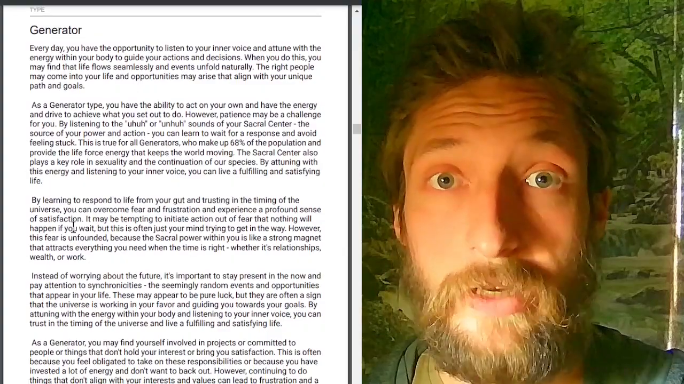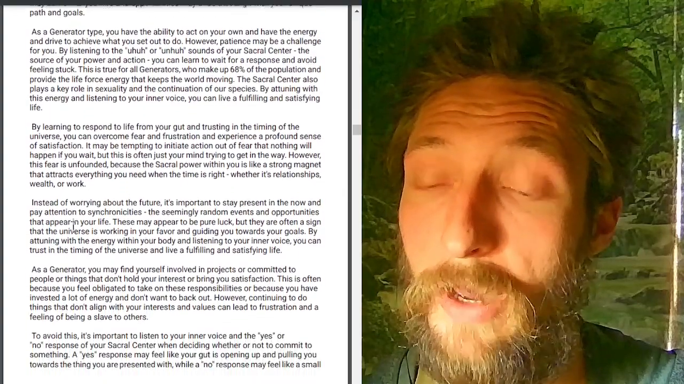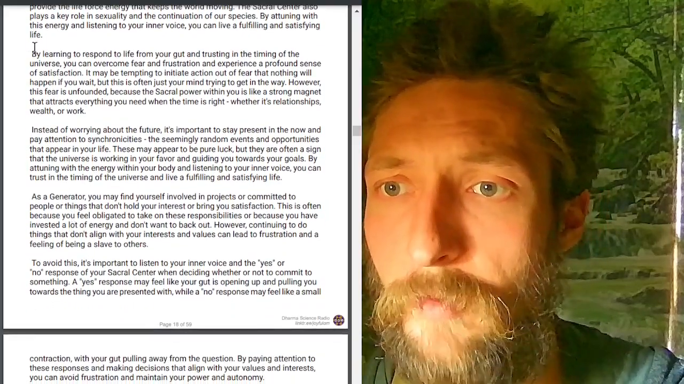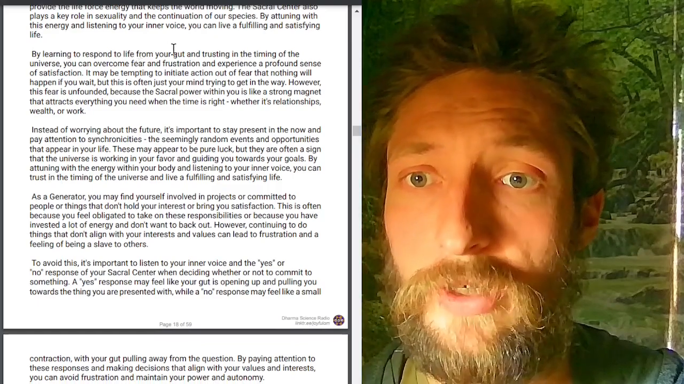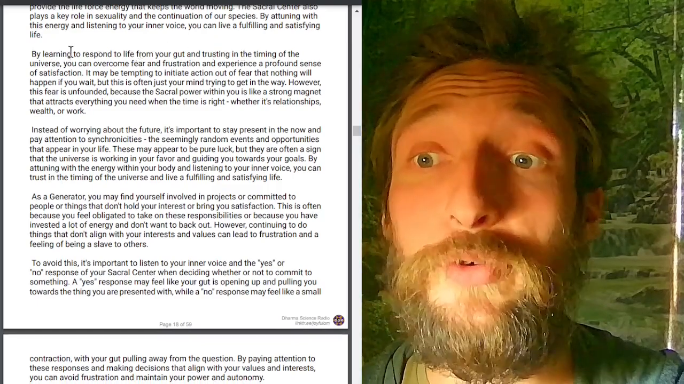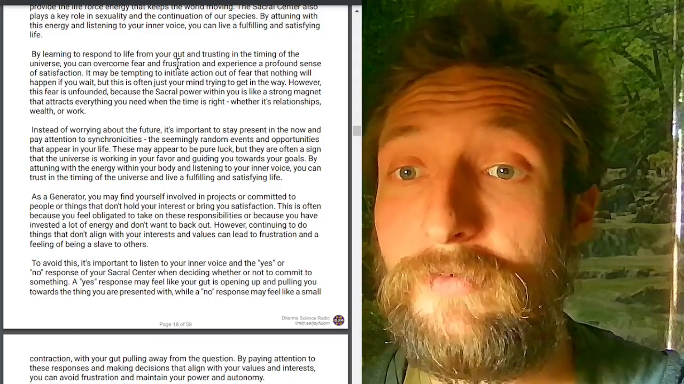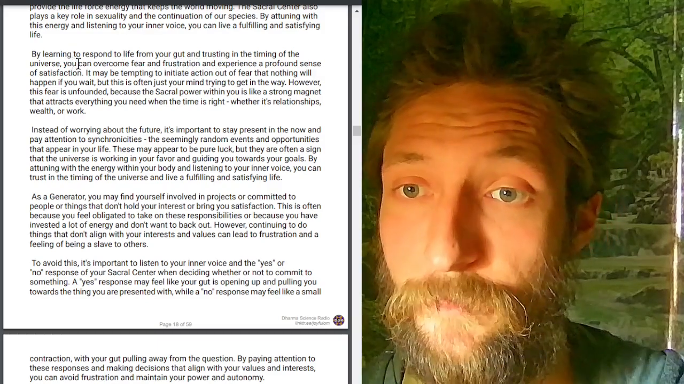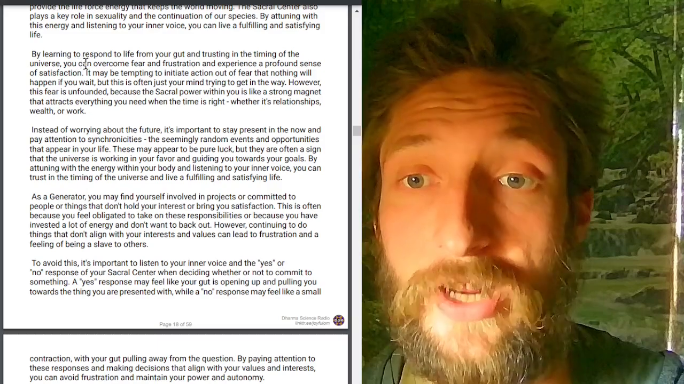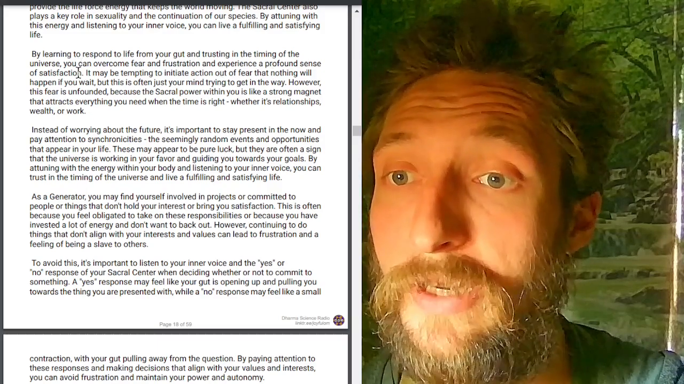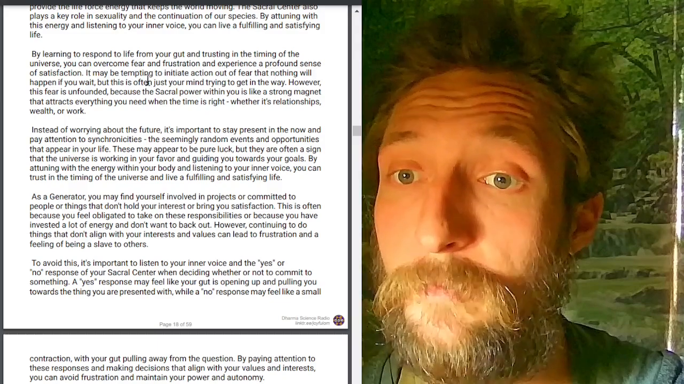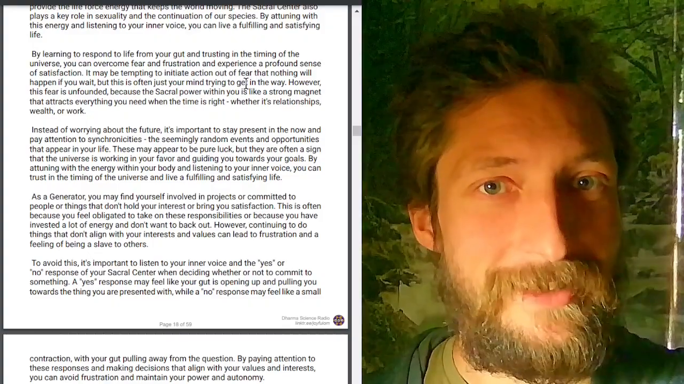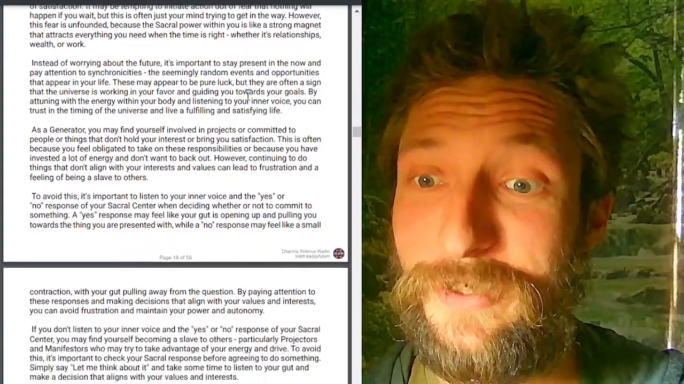So after those channels, we go into a page or so where it talks about the aura type. Mine is the generator. So as you can see, there's some description about the process of what it means to be a generator, such as by learning to respond to life from your gut and trusting in the timing of the universe, you can overcome fear and frustration and experience a profound sense of satisfaction. It may be tempting to initiate action out of fear that nothing will happen if you wait, but this is often just your mind trying to get in the way.